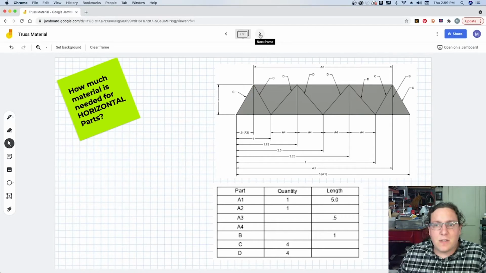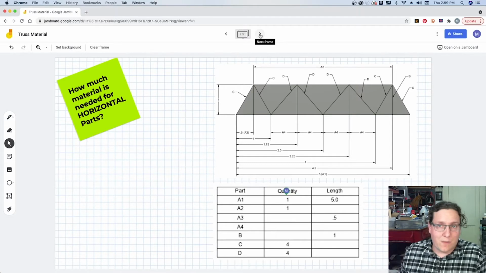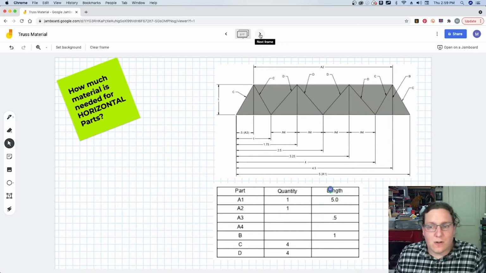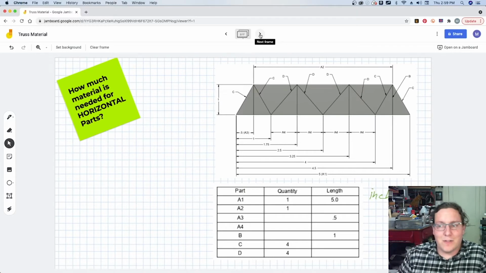Okay, that's pretty simple because we can see that while there are four types of those horizontal lines that we're going to care about, A1, A2, A3, and A4, some of it is already provided. A1, for example, we know that there's only one of them. That is the full width of this truss, and we know that that length is going to be 5.0. And all of these measurements are going to be in inches. So we can just keep that as a mental note that we're dealing with inches.